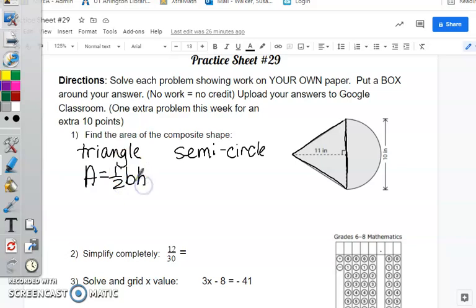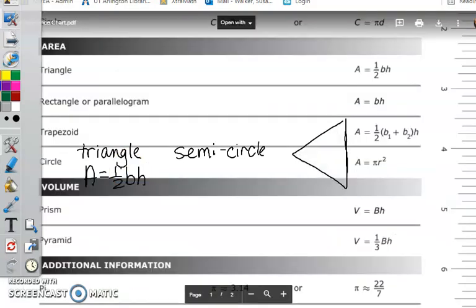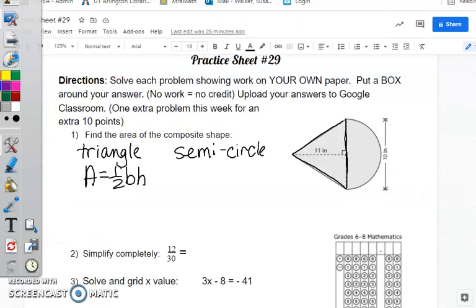And then remember for circle, we only have a whole circle. We do not have semicircle, okay? So that means we will find the area of the entire circle, but then we divide by 2, okay? So I'm going to draw this right here so that you do not forget. That's going to be your job.